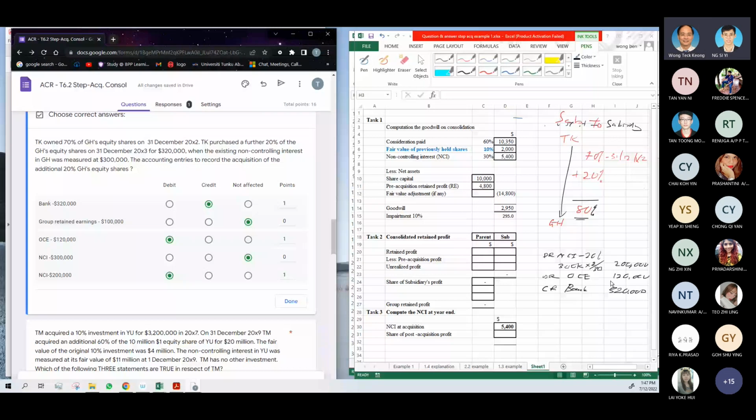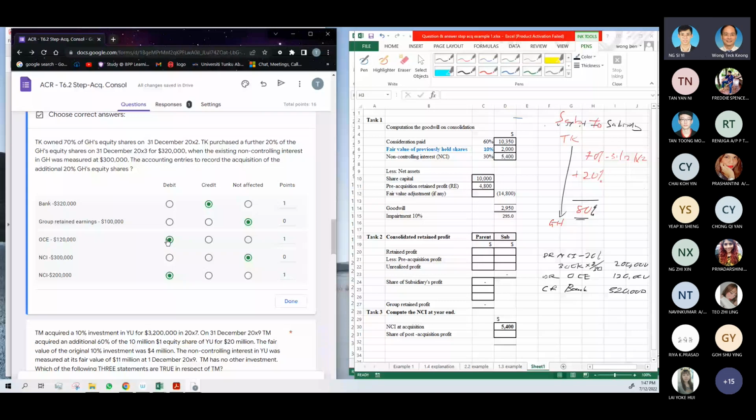Any questions? So you see, keep on repeating the debit credit: NCI must be debit because you buy more from NCI, NCI must reduce. You make payment, must be a credit to the bank or payable. So the difference goes to OCE. How different can it be?